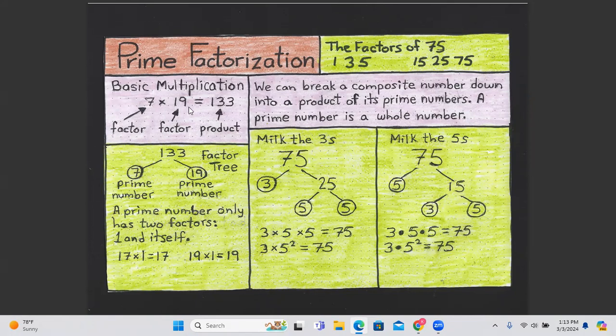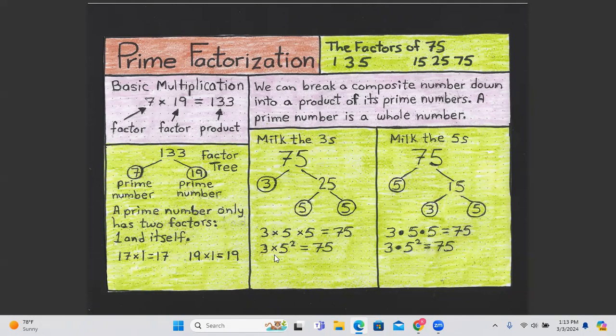7 times 19 will give us 133. 7 is a factor. 19 is a factor. When you multiply these two factors, you get the product of 133. By the way, 7 and 19 just happen to be prime numbers. A prime number is a number that only has two factors, 1 and itself.